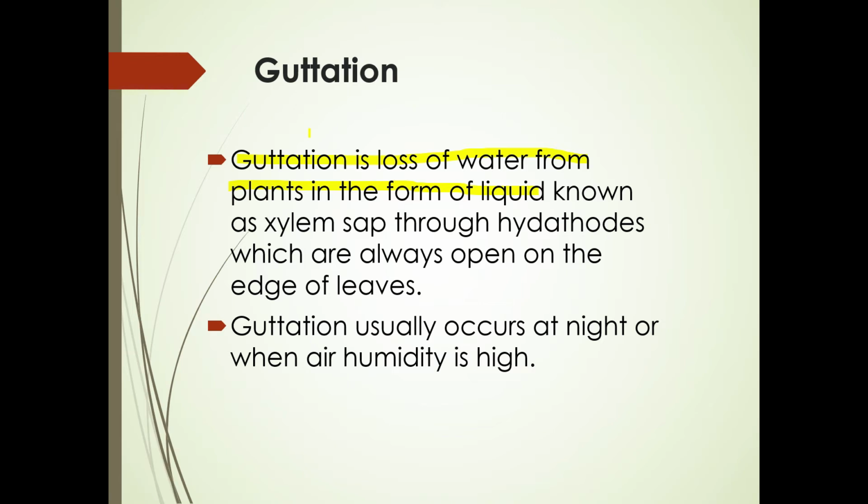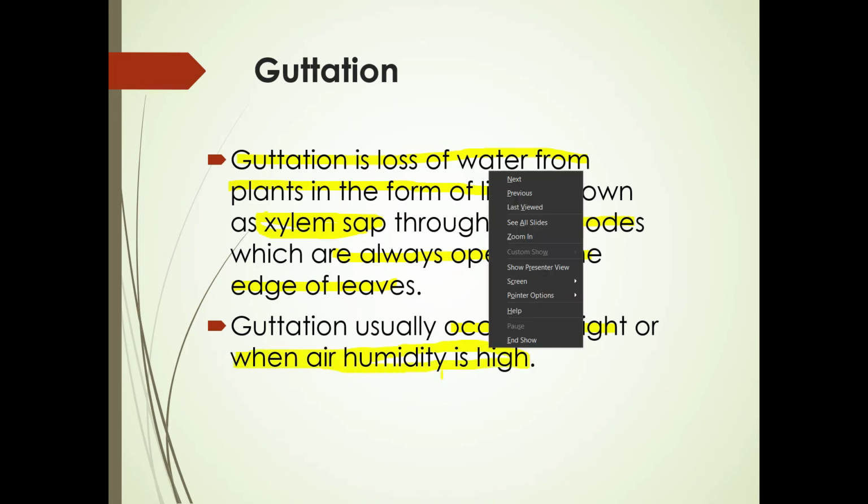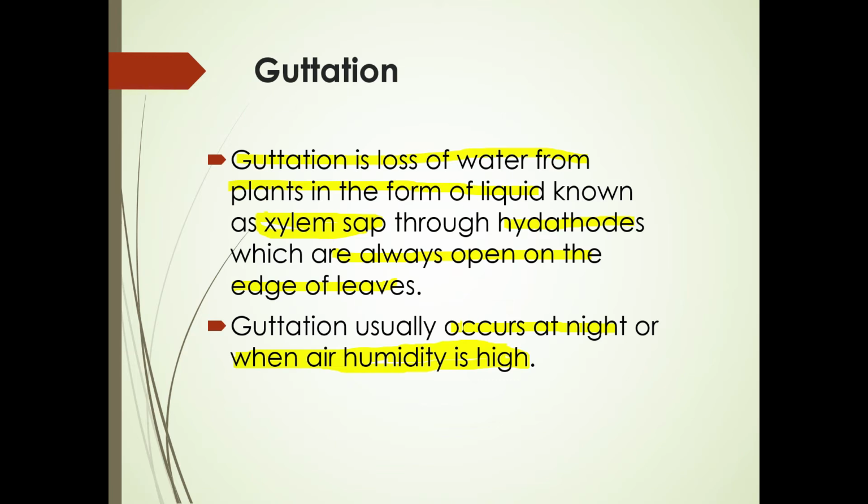But for guttation, they release it in the form of liquid, and not all plants do this kind of process. The loss of water from plants in the form of liquid is known as xylem sap, through hydathodes, which are always open on the edge of the leaves. Guttation usually occurs at night or when air humidity is high. But not all plants do the process of guttation, only certain plants.